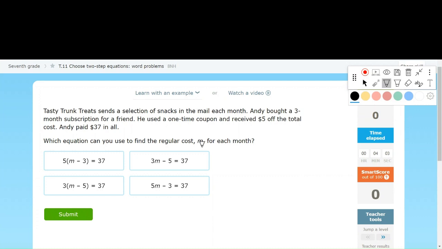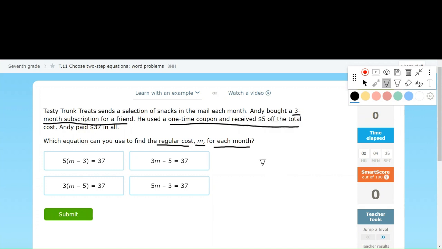First, I always like to talk about what our variable, in this case m, represents. Well, m, it says here, represents the regular cost for each month. What do we know about the cost of the subscriptions? Well, we know that Andy bought 3 months worth of subscription for a friend, and that he used a one-time coupon and received $5 off the total cost.